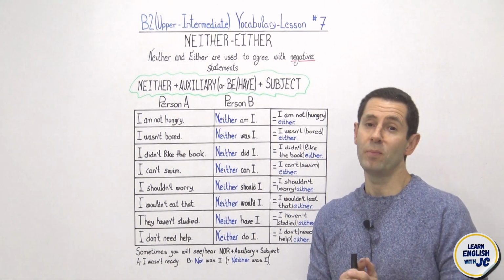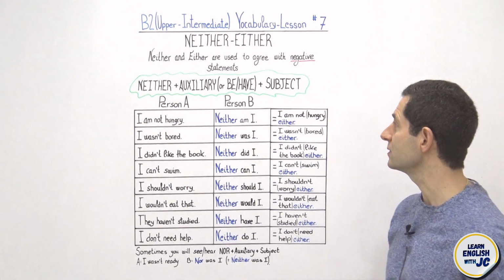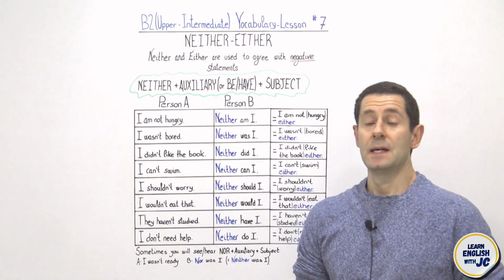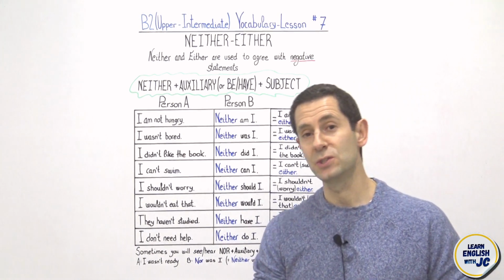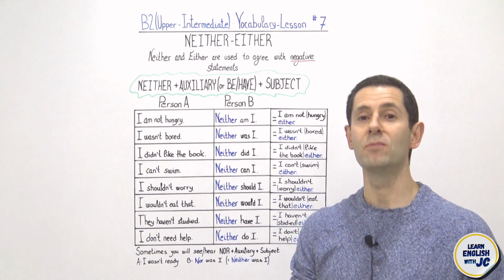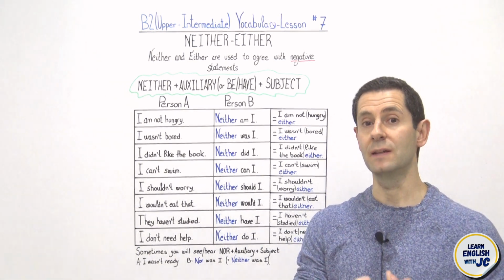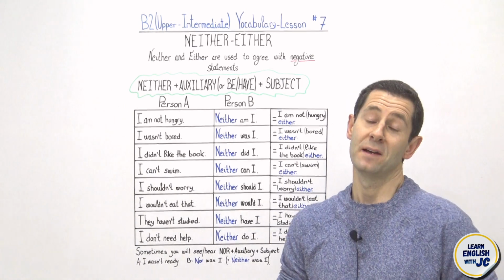I hope this lesson will help you in terms of knowing how to say neither plus the auxiliary plus the subject, neither or either. And again, if you haven't watched the previous lesson, lesson number 6 with so and too, I strongly recommend you do so, because you will learn a lot in terms of agreeing with somebody in the affirmative and agreeing with somebody in the negative.